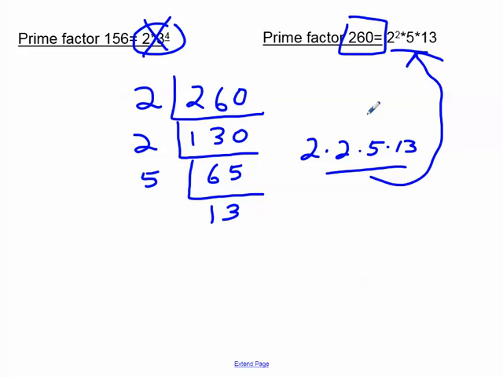Use the cake method to pull out as many primes as you can of 2, and then 3, and then 5, and then 7, and see what you get left over. When you get to a prime number down here, you're done.